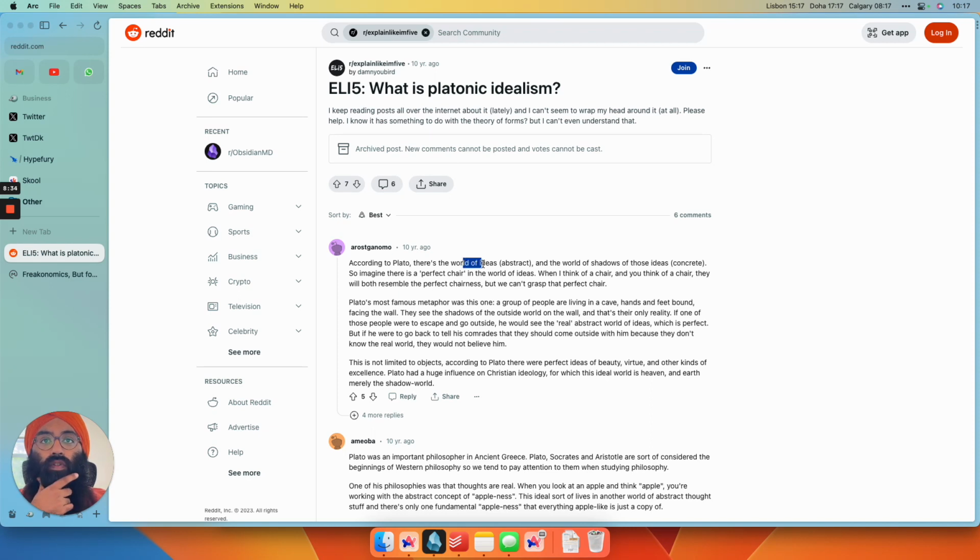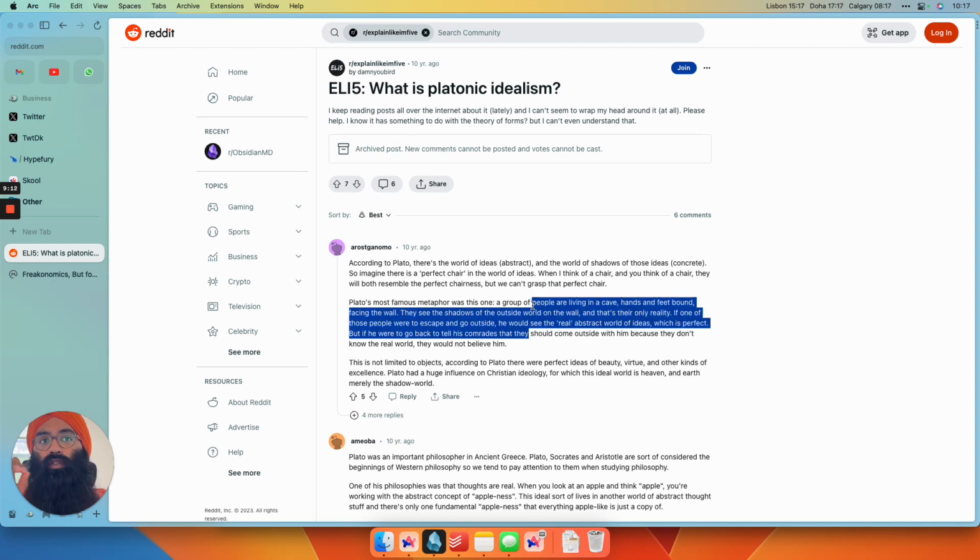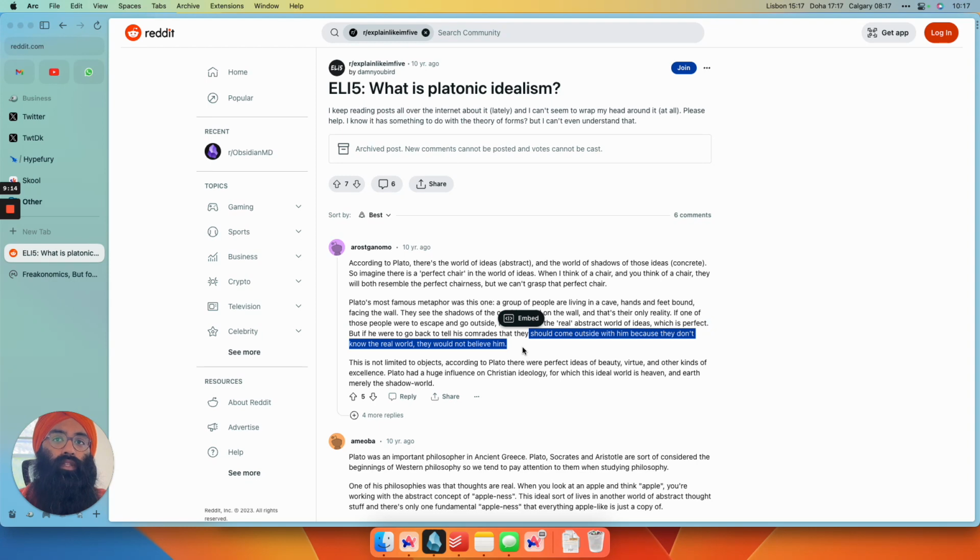According to Plato, there's the world of ideas, abstract, and the world of shadows of those ideas, concrete. So imagine there is a perfect chair in the world of ideas. When I think of a chair, or you think of a chair, they will both resemble the perfect chairness, but we can't grasp that perfect chair. Plato's most famous metaphor was this one. A group of people are living in a cave, hands and feet bound, facing the wall. They see the shadows of the outside world on the wall, and that's their only reality. If one of those people were to escape and go outside, he would see the real abstract world of ideas, which is perfect. But if he were to go back to tell his comrades that they should come outside with him because they don't know the real world, they would not believe him.